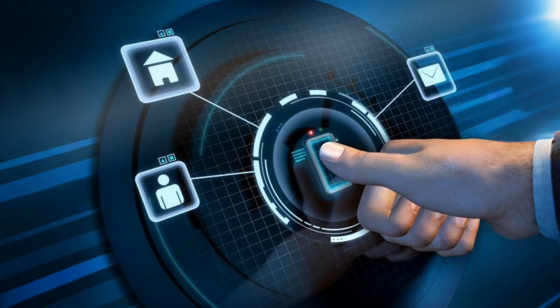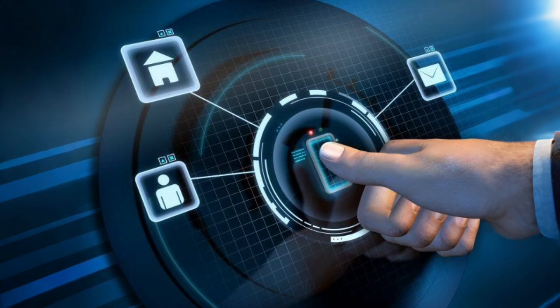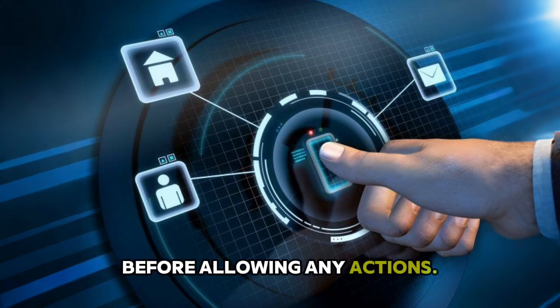So how do you prevent access control from going wrong? Here are a few tips. Keep it simple. Use a clear and well-defined system for granting permissions. Don't make it overly complex because that can lead to mistakes. Check your code. Thoroughly review your code to make sure it is properly checking permissions before allowing any actions.